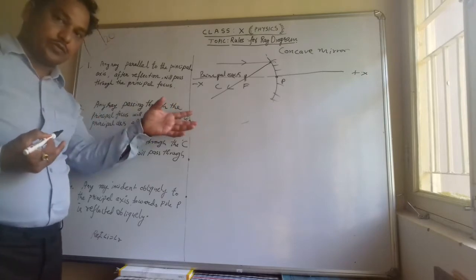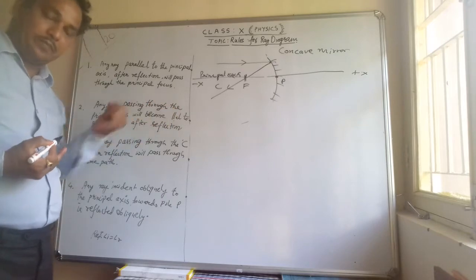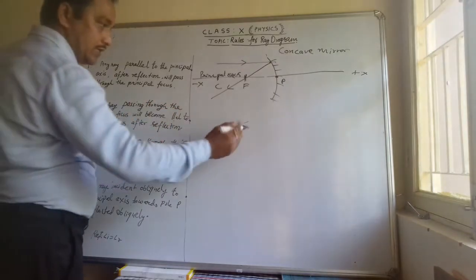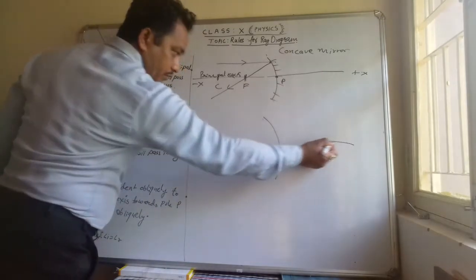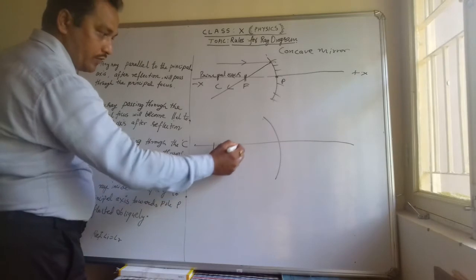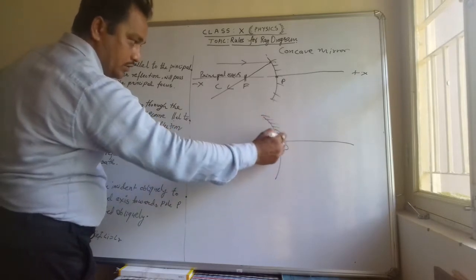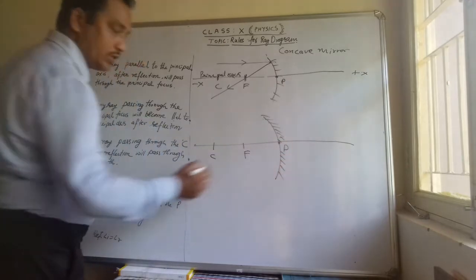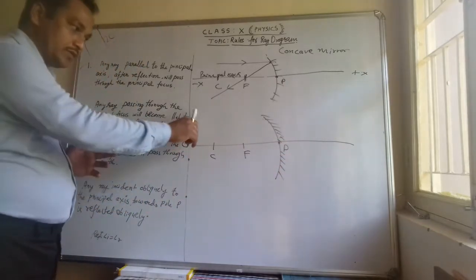Now the second rule, what is it? Just the reverse of this. Here the ray will be going through the focus and will become parallel to the principal axis. Let us see. For example, this concave mirror, this is the principal axis, this is the center of curvature, this is the focus, this is the pole. The outer surface is the polished surface; in the case of the concave mirror, the inner surface is the reflecting one. So the object is placed somewhere.